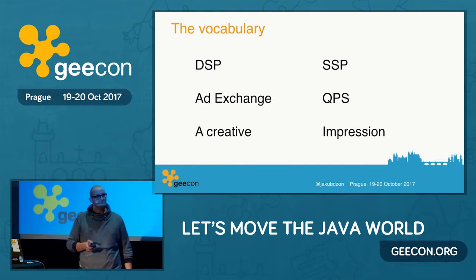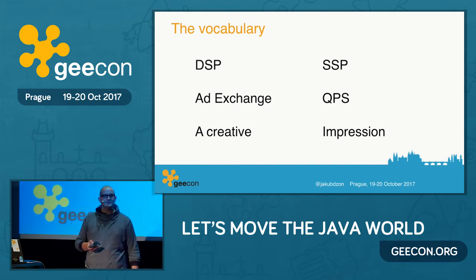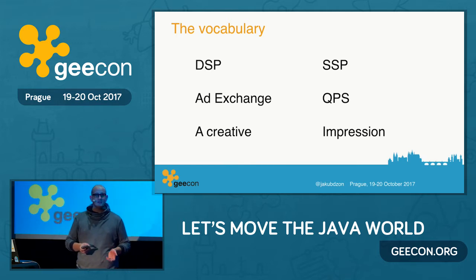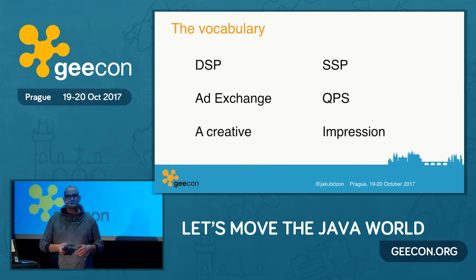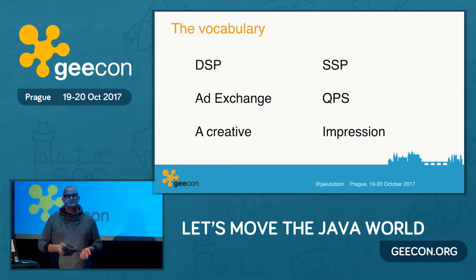QPS is a technical term, which is queries per second. It's used to describe how many bid requests are sent or can be handled by systems in ad tech. A creative is a common name for different types of ads that can be displayed over the internet, for example banners, rich media banners, video, audio, and so on. An impression is an event that describes showing the ad, the creative, to the end user.